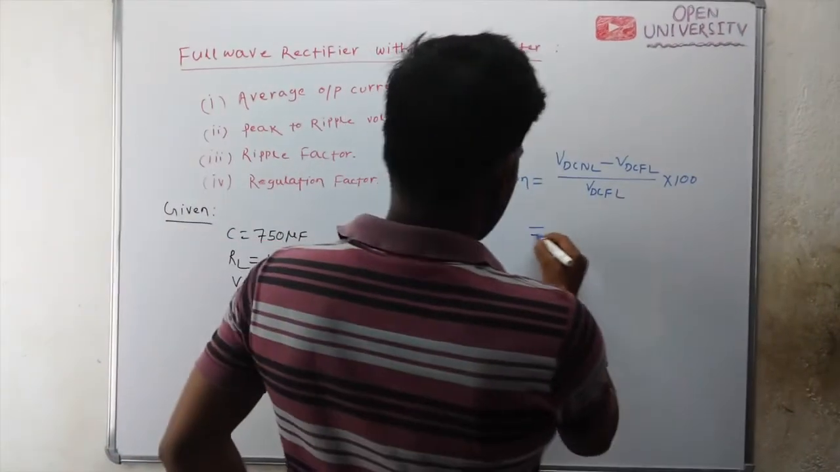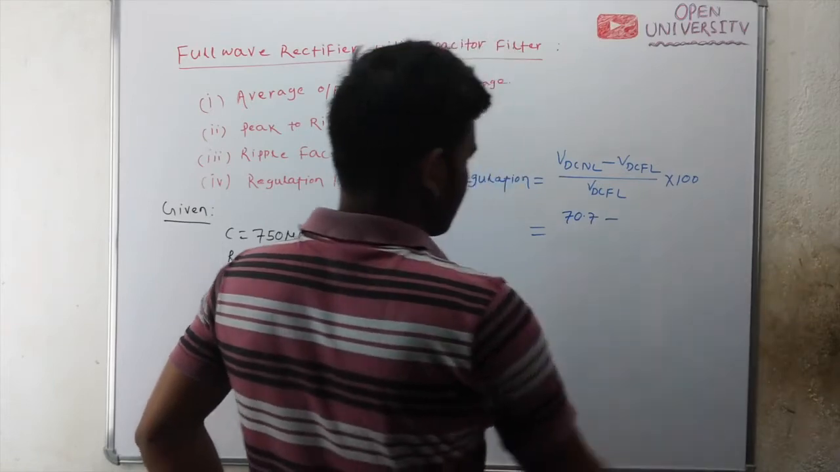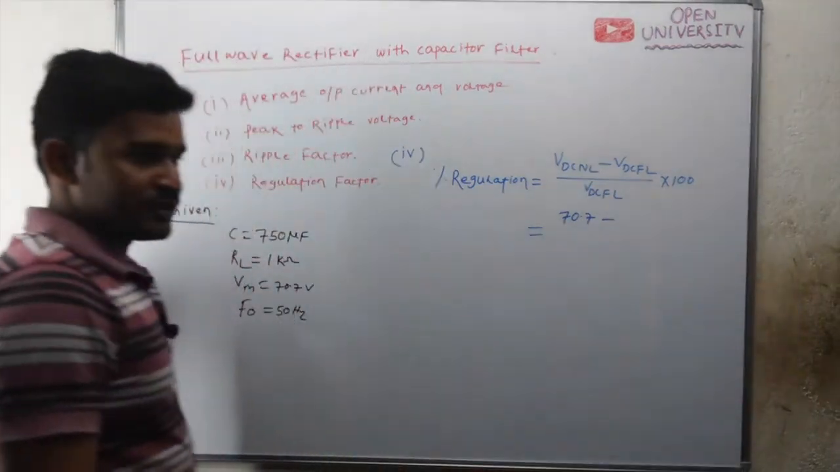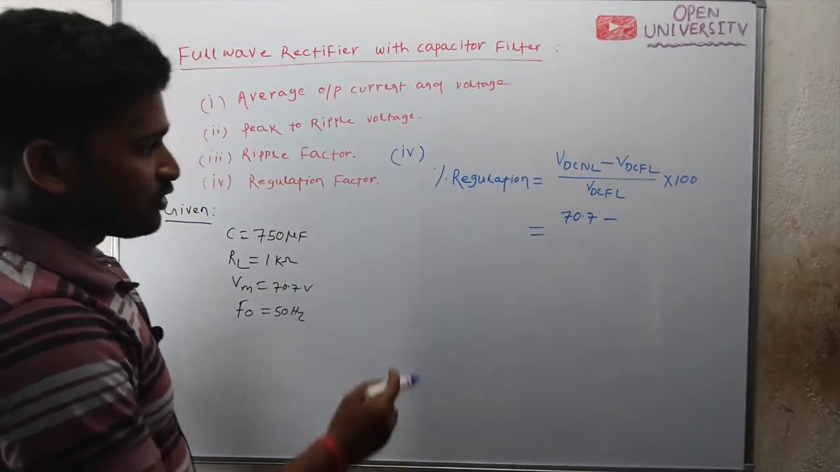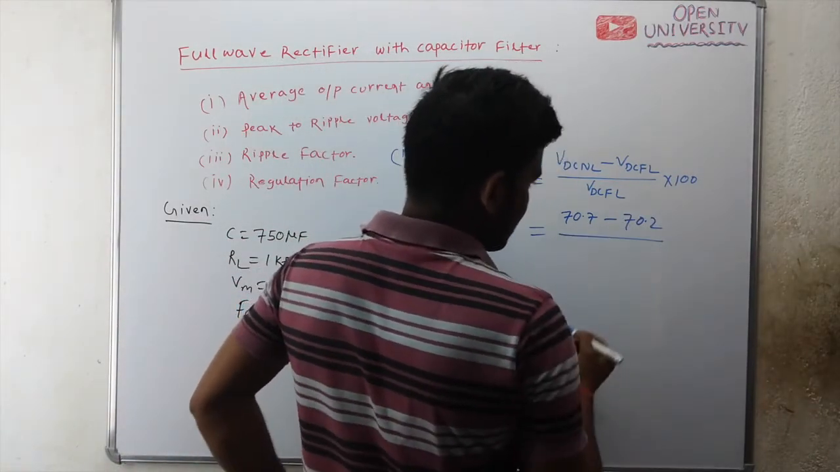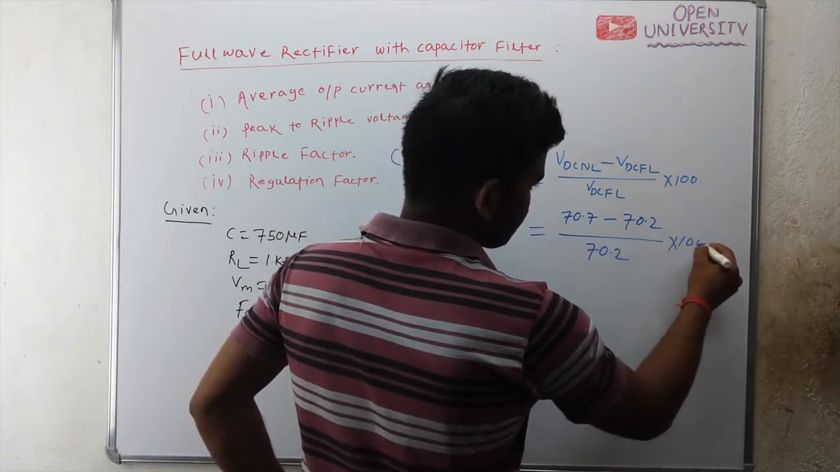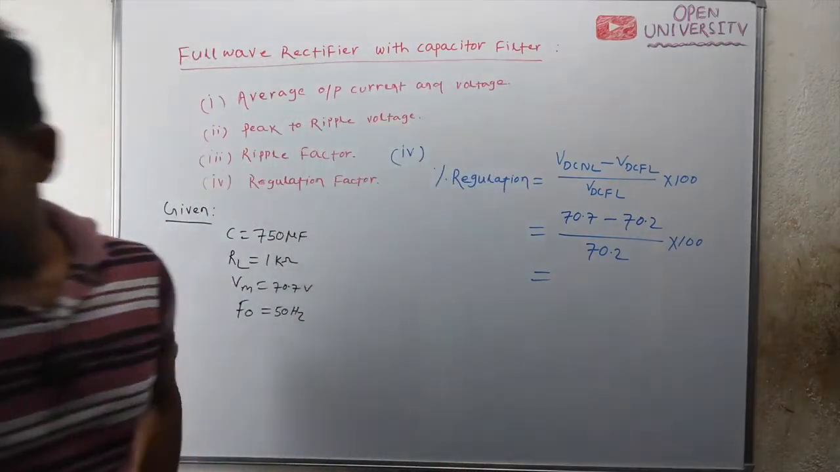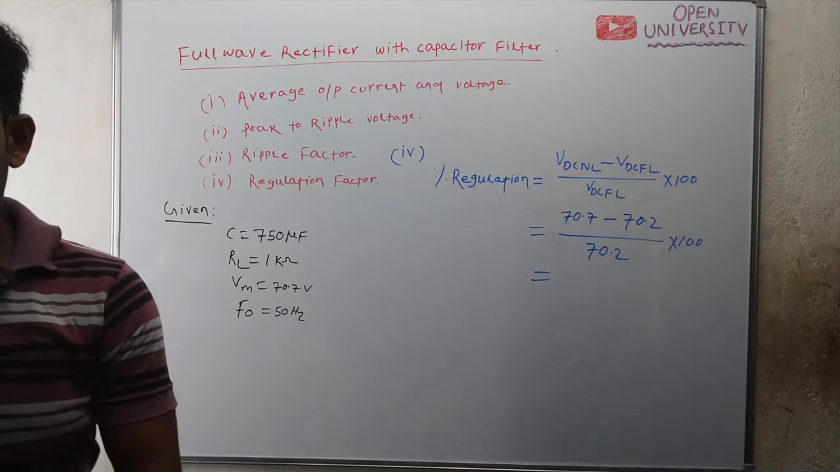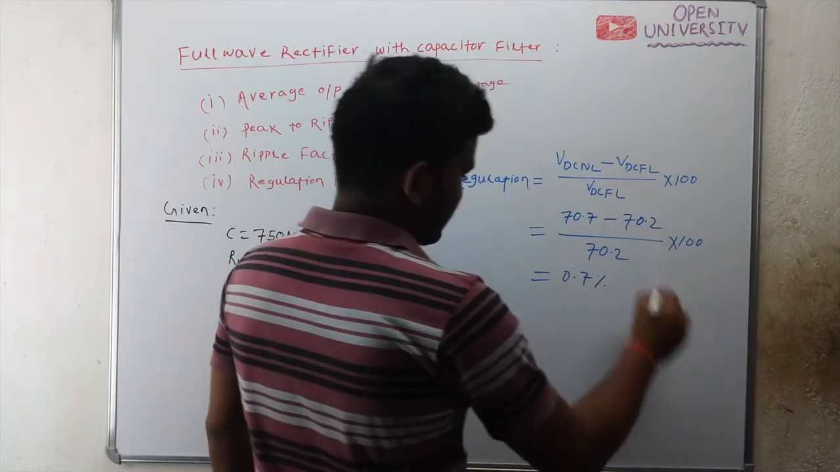What is the value of Vm? 70.7 volt, minus VDCFL. VDCFL is nothing but your DC output voltage when load current flows, and that DC output voltage was 70.2 volt. Now we calculate this value: (70.7 minus 70.2) volt divided by 70.2 volt into 100, then this value will be 0.7%.